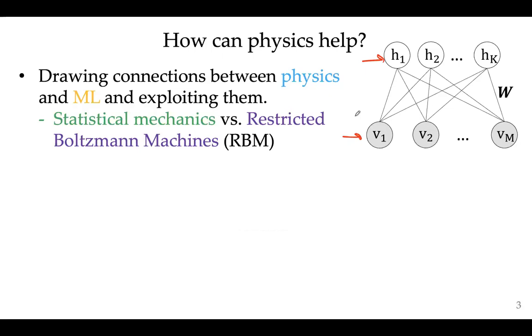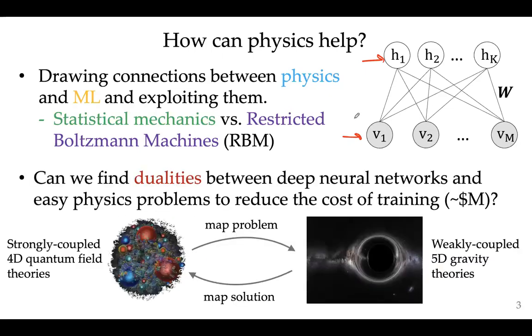So let's continue. One question that I can raise at this point is, can we find dualities between deep neural networks and easy physics problems to reduce the cost of training? The cost of training today is on the order of millions of dollars. Can we reduce this by using physics, for example?